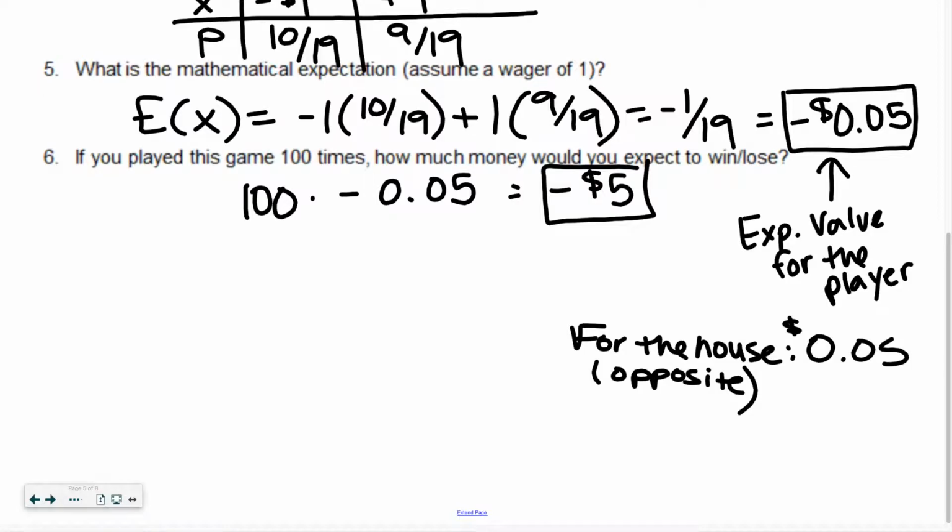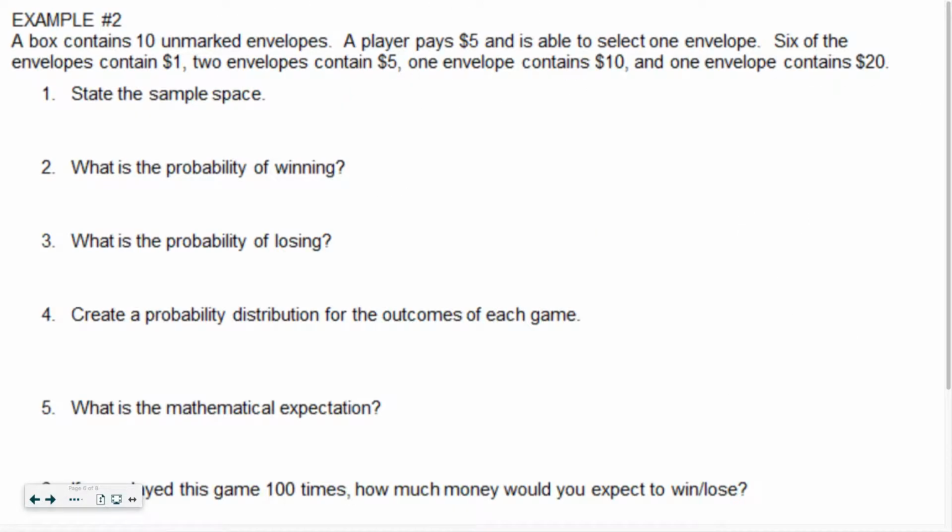Okay, I'm going to let you loose on 2 and see if you can fill in the blanks here, and then we'll come together and see if we agree.